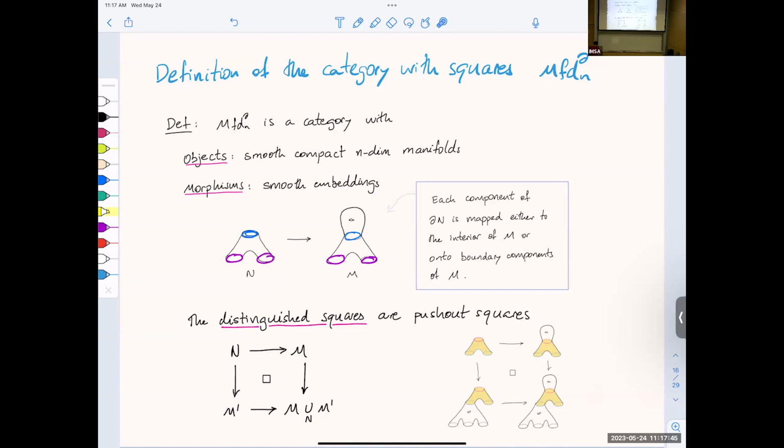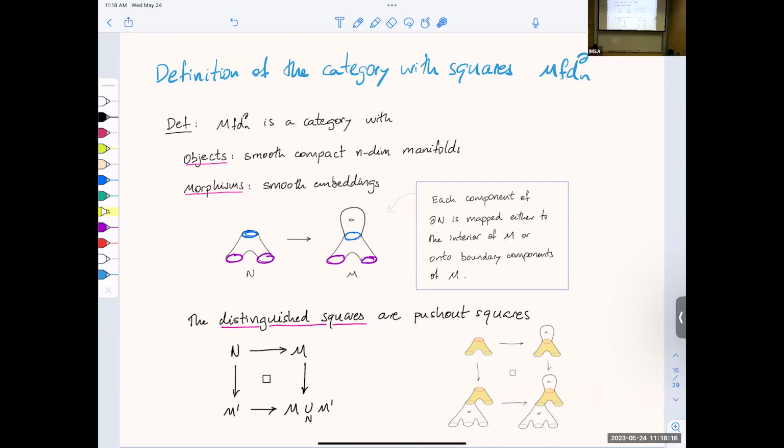But that was the beauty of the distinguished squares. The distinguished squares allow you to choose, and they allow you to have as data in your category only the things that you want. So you can discard any pushout that doesn't work because you can control what you mean by the distinguished squares, and you can just have the ones that give you the correct result.